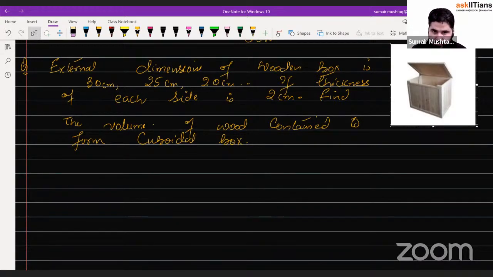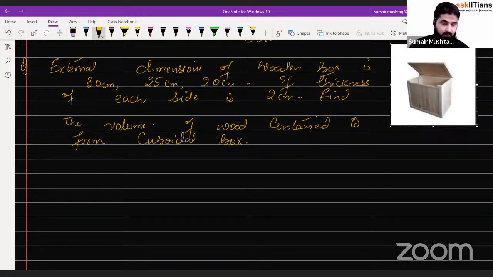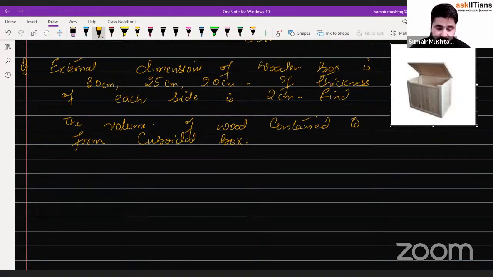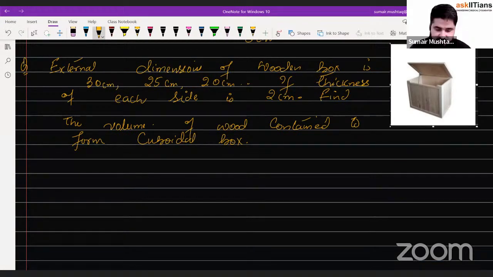So see, first of all, you can find the volume of the internal one and the external one. John, can you do it? Ritika, everyone else. External volume is 1500 centimeter cube.